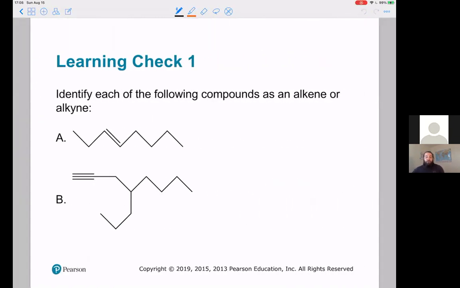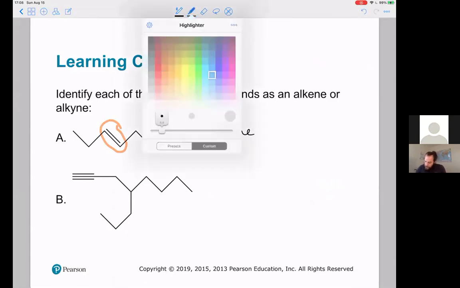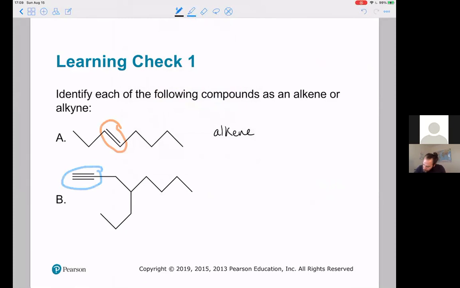Because of that, we actually change how we draw alkynes. So first of all, this question just asks us to identify whether these compounds are alkenes or alkynes. What do you guys think for A? We have a double bond here, so that makes this an alkene. What about the other one? Here we have a triple bond, so that makes this an alkyne.